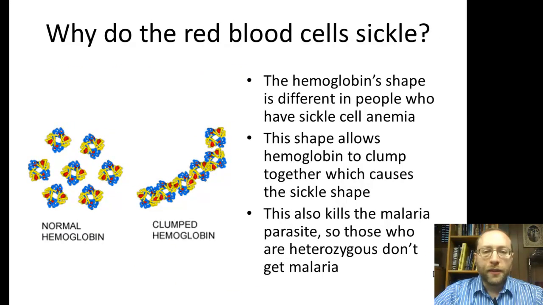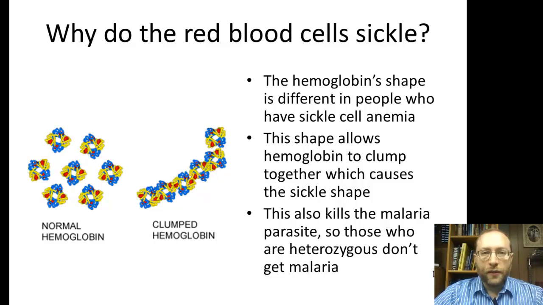Now, why do these red blood cells sickle? If you look over here, we have pictures of the two proteins. We have normal hemoglobin and the hemoglobin with the sickling allele. Normal hemoglobin won't clump together, but the shape of the sickling hemoglobin is such that it can clump together. So it's the clumping together that causes the sickle shape, and that's of course a bad thing.